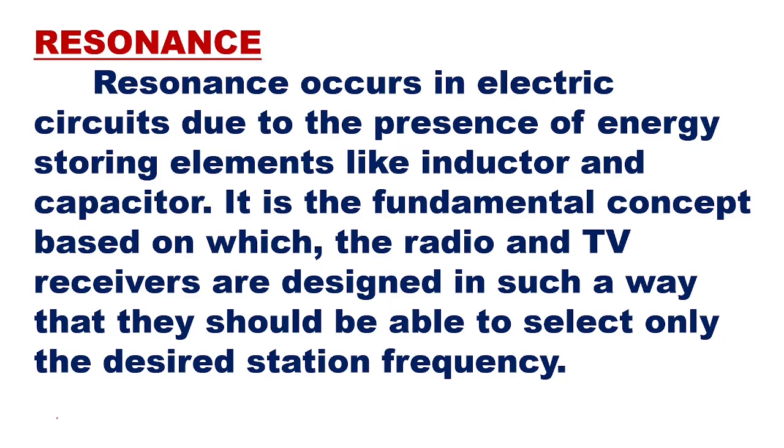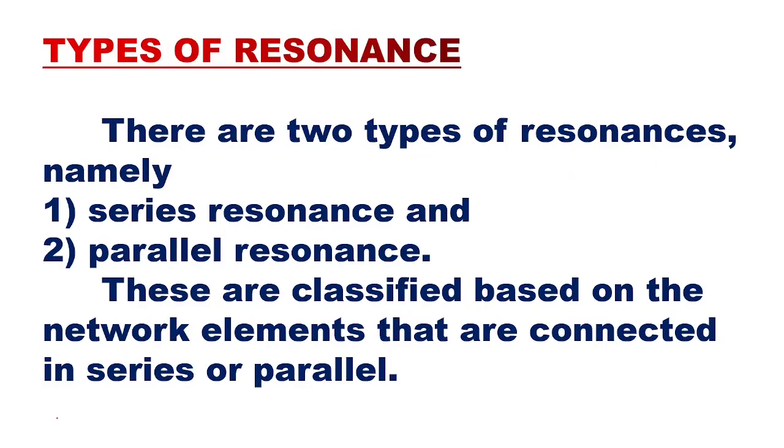And now, in resonance, we will see the types of resonance circuits, and then we will see what series resonance is. So next, we will see the types of resonance. There are two types of resonance, namely series resonance and parallel resonance. So today we are going to see what series resonance is. These are classified based on whether the network elements are connected in series or parallel. In series resonance, R, L, C are connected in series, whereas in parallel resonance, L and C are connected in parallel. So today we will concentrate on series resonance.